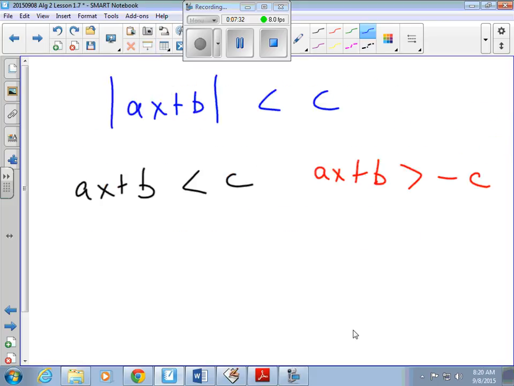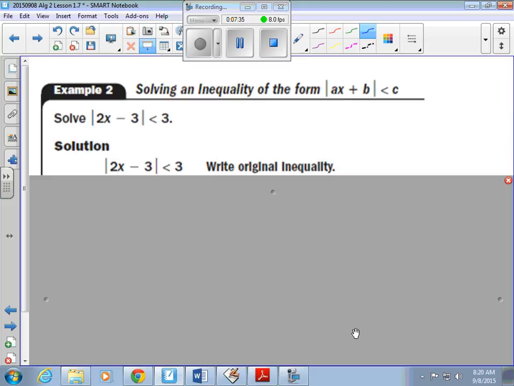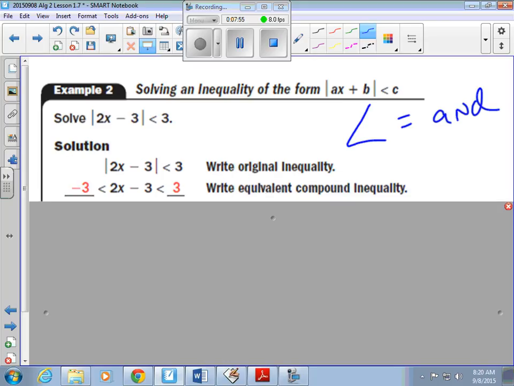Okay, example number 2 says solve the absolute value of 2x minus 3 is less than 3. Well, we said a minute ago that when we have less than, that's an and statement. That's the one that goes in the middle. So what we're going to say is 2x minus 3 is less than 3, and 2x minus 3 is greater than negative 3. So we just wrote that as an equivalent inequality. Again, if you ignore this side for a second, you see 2x minus 3 is less than 3. And if you ignore the other side and read it from right to left, 2x minus 3 is greater than negative 3.